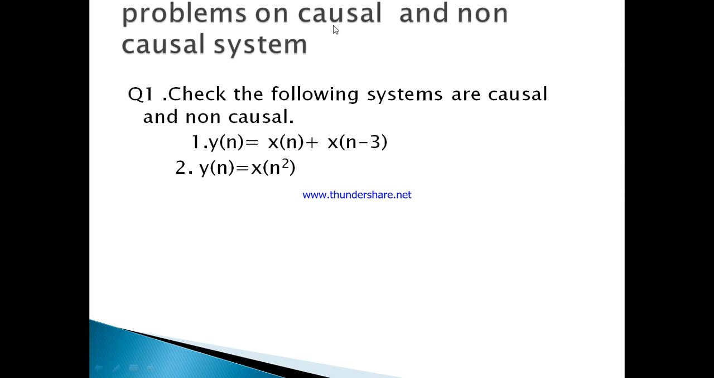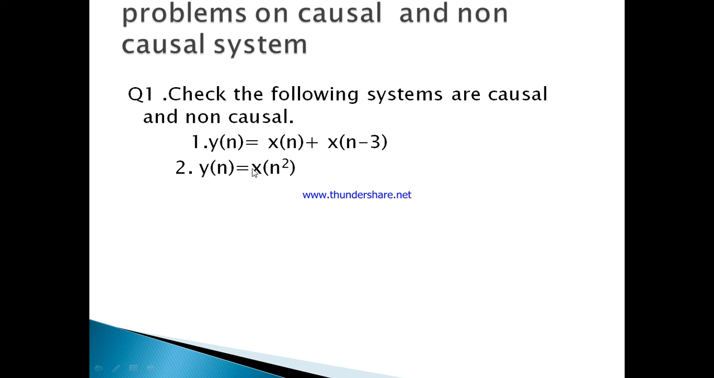Next one, problems on causal and non-causal systems. Check whether the following systems are causal or non-causal. First problem: y of n equals x of n plus x of n minus 3. In this problem, the output depends on the present and past input. So x of n is the present input and x of n minus 3 is the past input. So we are calling this a causal system.